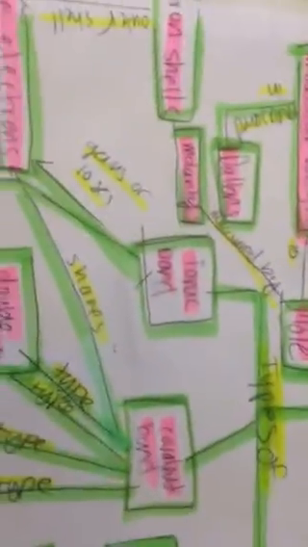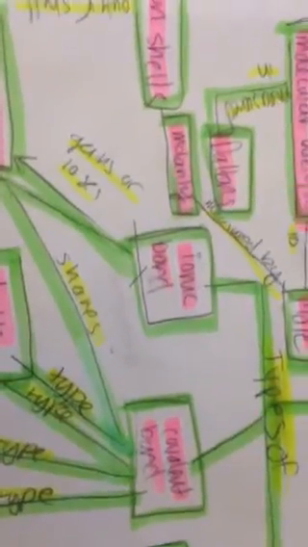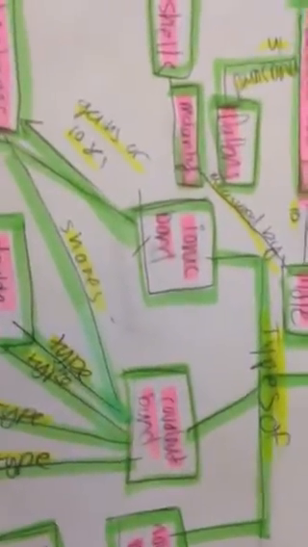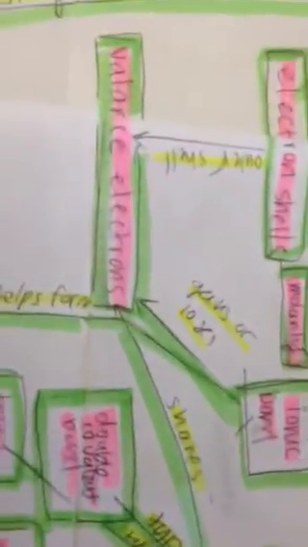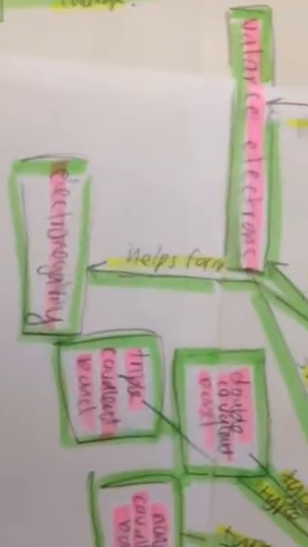Let's see, types of bonds. I have ionic bond, and I also connected that to valence electrons because ionic bond either gains or loses electrons during that process. Covalent bond. Covalent bond shares electrons.